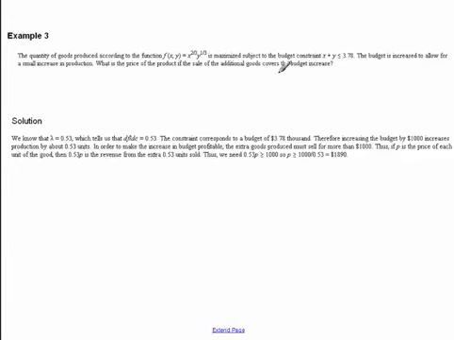So let's think about using that understanding of lambda. It says the quantity of goods produced according to some function here is maximized subject to the budget constraint. So this is the problem we've been looking at. The budget is increased to allow for a small increase in production. So we're going to increase our budget. C is going to go up so that P goes up.